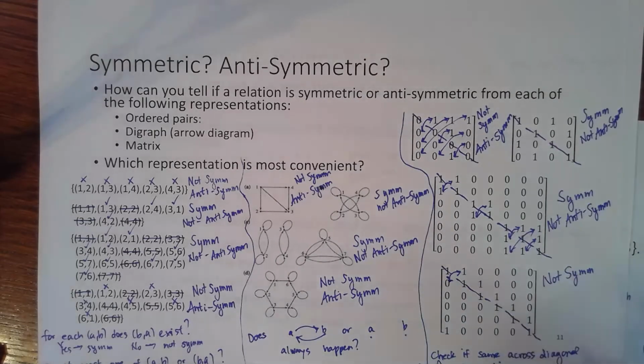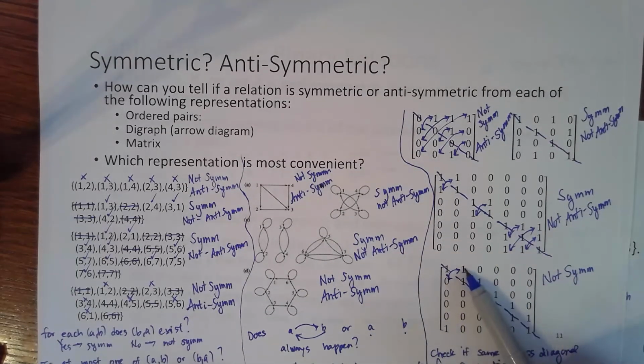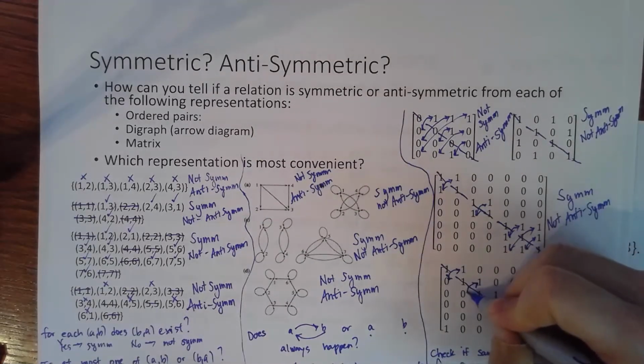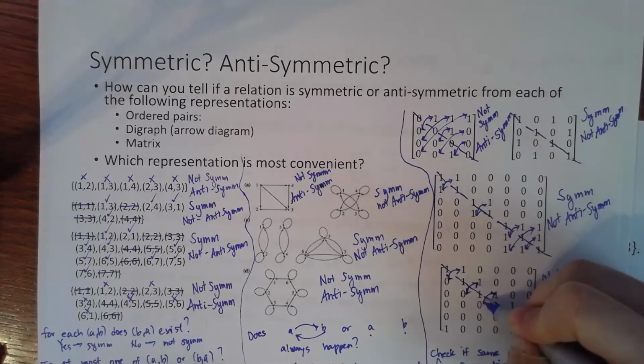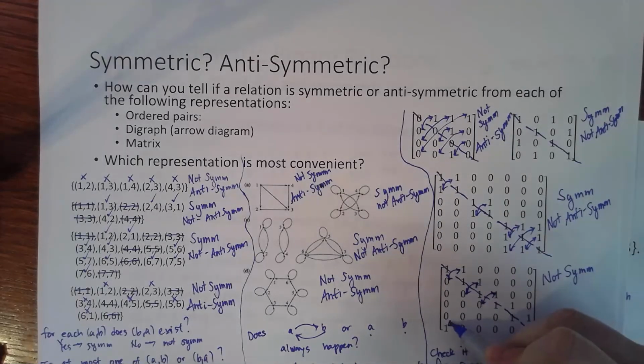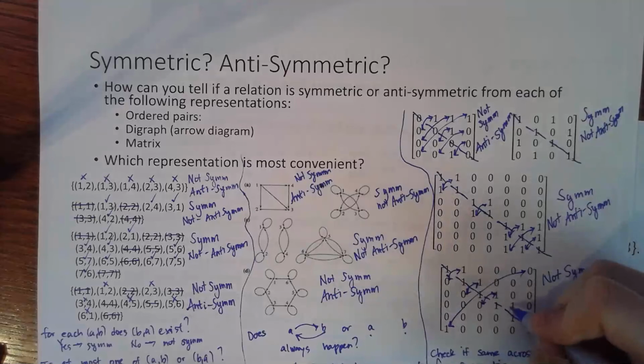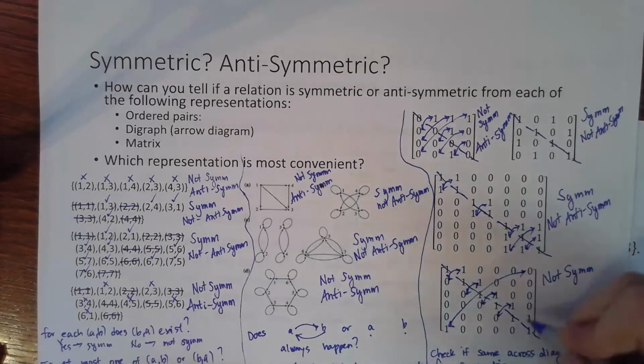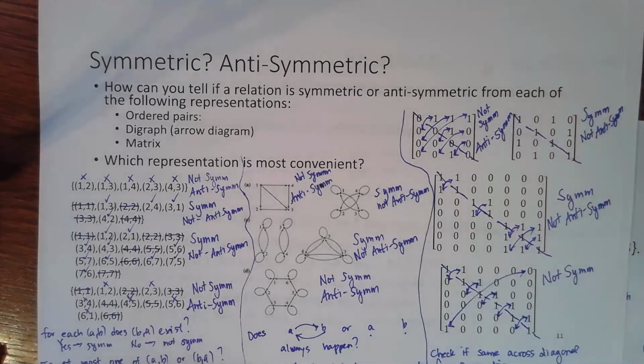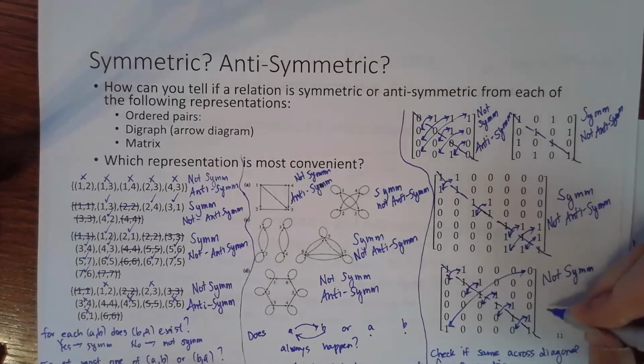Here, this one matches a 0. This one matches a 0. This one matches a 0. This one matches a 0. This one matches a 0. This one matches a 0. Everything else is zeros, so those are fine. It's just I can't have a 1 matching a 1. So if I just check the 1s, that should be enough. I always have a 1 with a 0, never a 1 with a 1. So this one is antisymmetric.